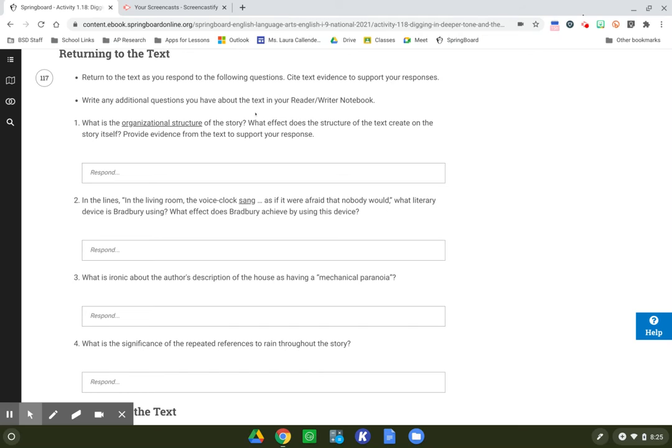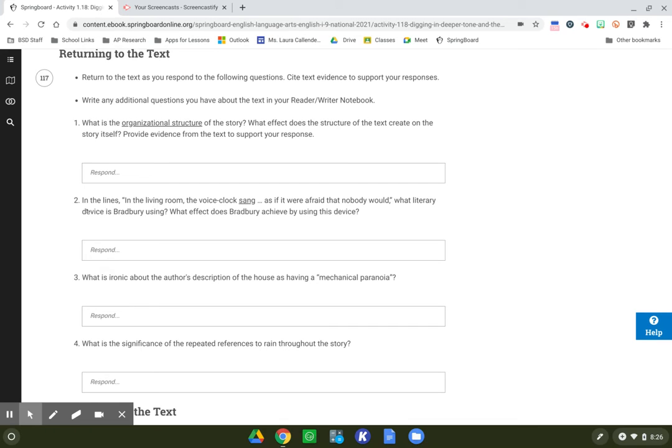Okay. So that structure, once you determine what it is, what effect does that have on the story itself? How does that create a feeling within the story? How does it create an expectation in the reader? So what does it do to make the story better or more intense or creepier? And it definitely does. So think about that. Provide evidence from the text to support your response. So providing the evidence of the organizational structure should be easy to do.